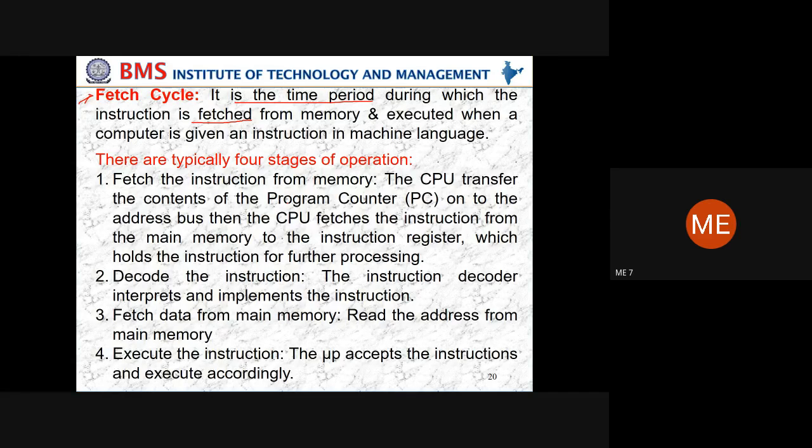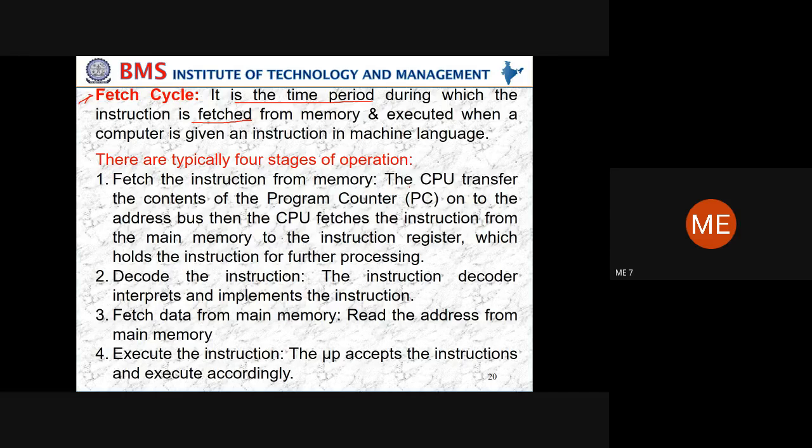Now we'll understand the typically four stages of operation. First is to fetch the instruction from the memory. In the memory we have the instruction. Let's discuss it line by line. The CPU transfers the contents of the program counter onto the address bus. Then the CPU fetches the instruction from the main memory to the instruction register, which holds the instruction for further processing.